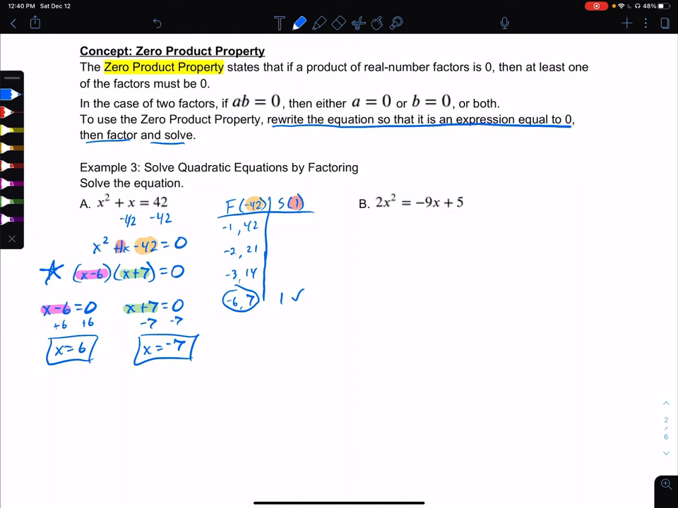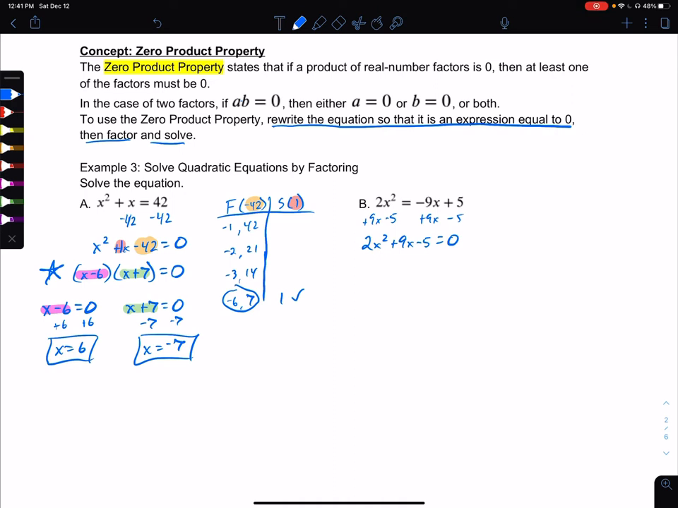In part B, we have 2x squared equals negative 9x plus 5. Now, I could move the 2x squared to the right, and that would be one simple process, but I generally like to keep my a value, whatever term's in front of the x squared, positive. So I'm actually going to move the 9x and the 5 over. So I wind up with 2x squared plus 9x minus 5 is equal to 0. All right, again, the reason I'm doing that is I do like to try and keep my a value positive.